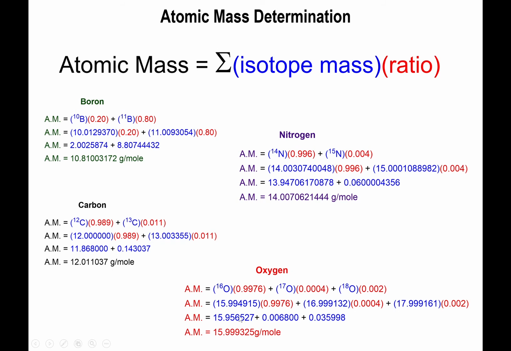And once again, oxygen 16 was the one in greatest abundance compared to the rest of the isotopes, so it's not surprising that the atomic mass of oxygen lies very close to 16.